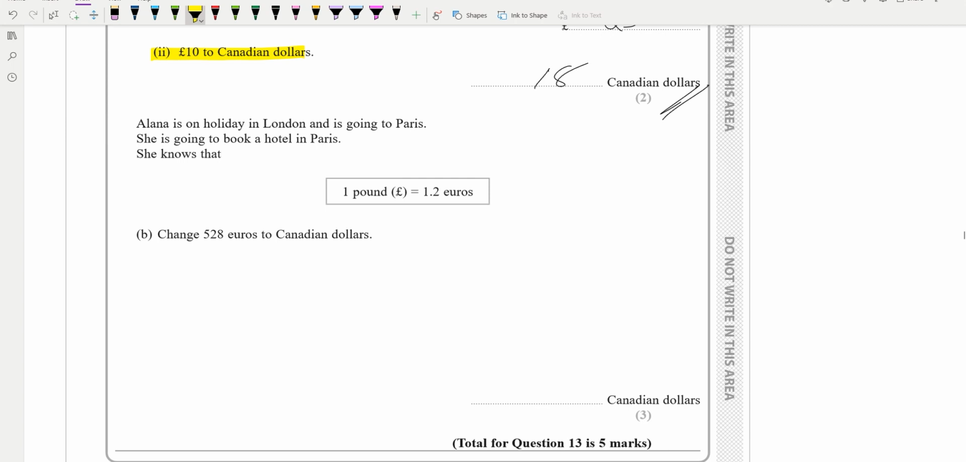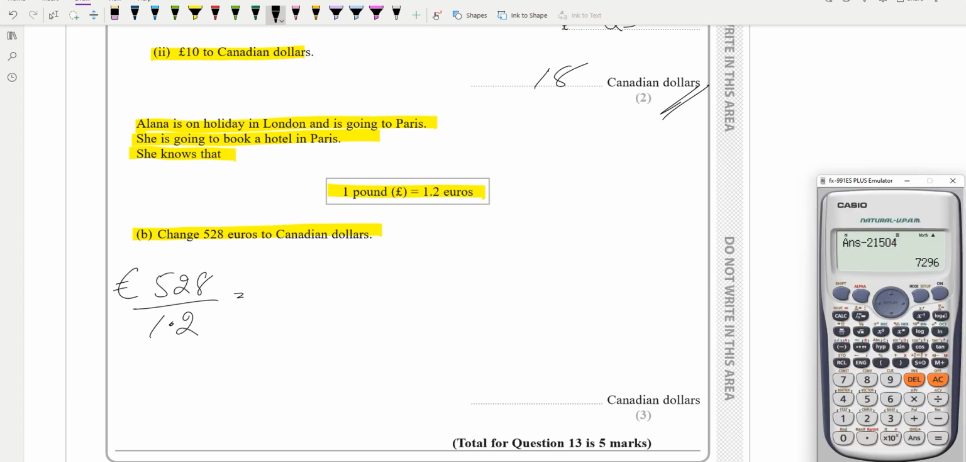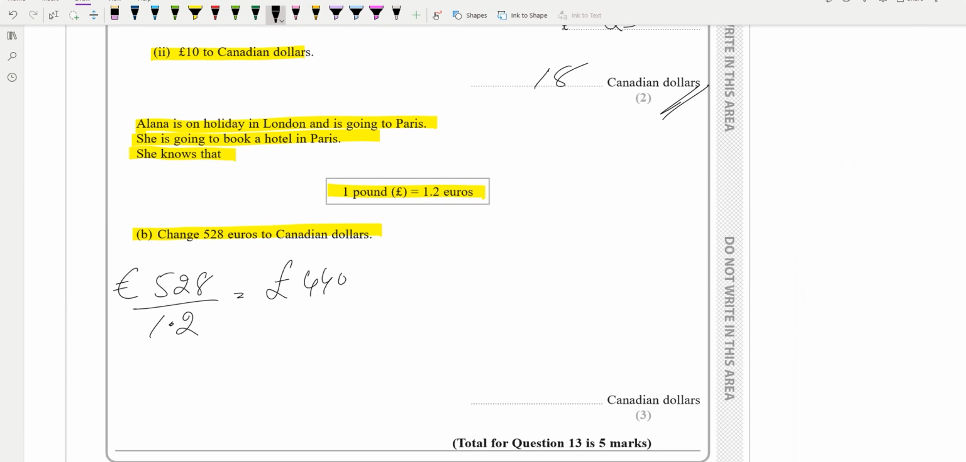Now the last one: Elena is on holiday in London and is going to Paris. She's going to book a hotel in Paris. She knows that 1 pound is equal to 1.2 euros, and change 528 euros to Canadian dollars. So she's having 528 euros, and you need to convert to pounds. To convert into pounds, we will be dividing this by 1.2, and this will be how many pounds? Because we are converting to a heavier currency, it should be lesser. So this is 440 pounds.